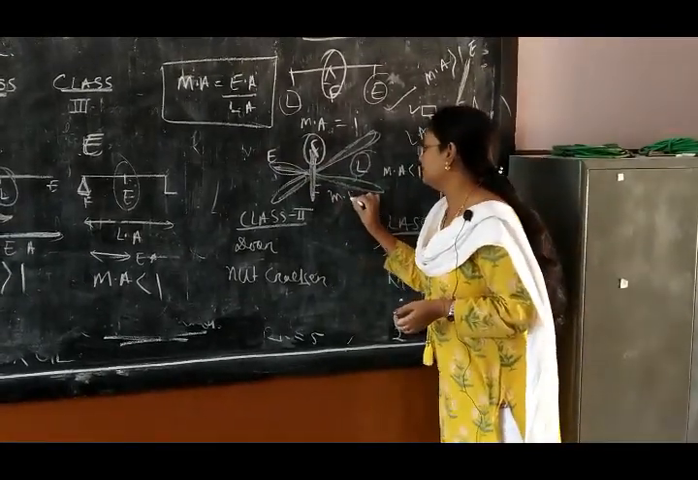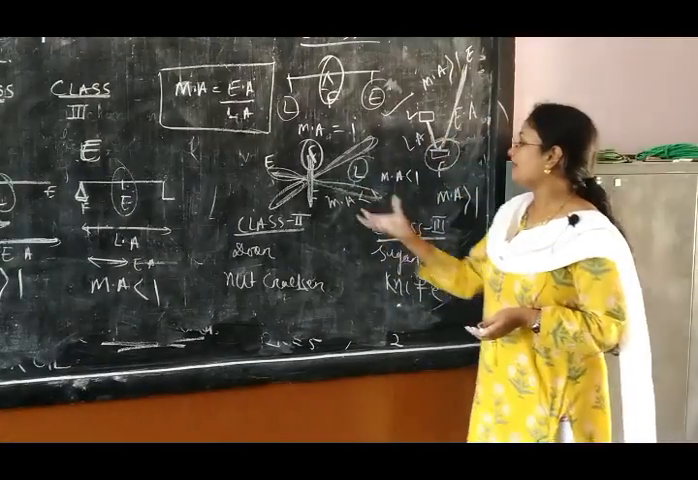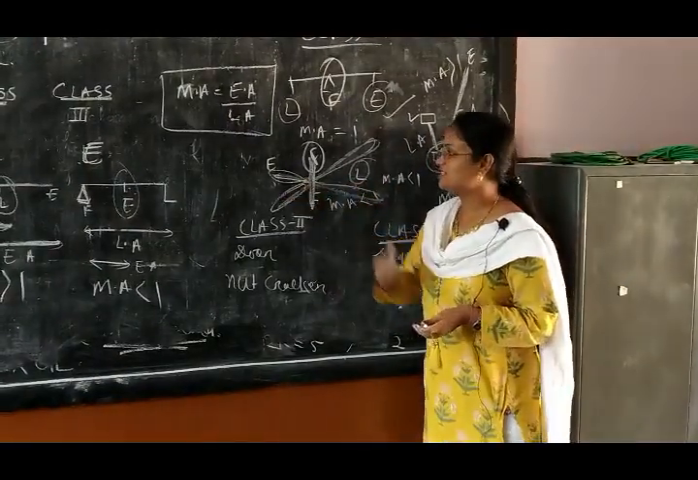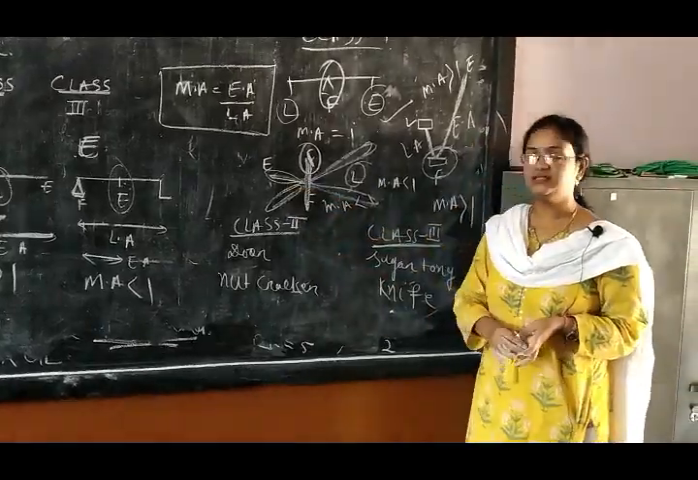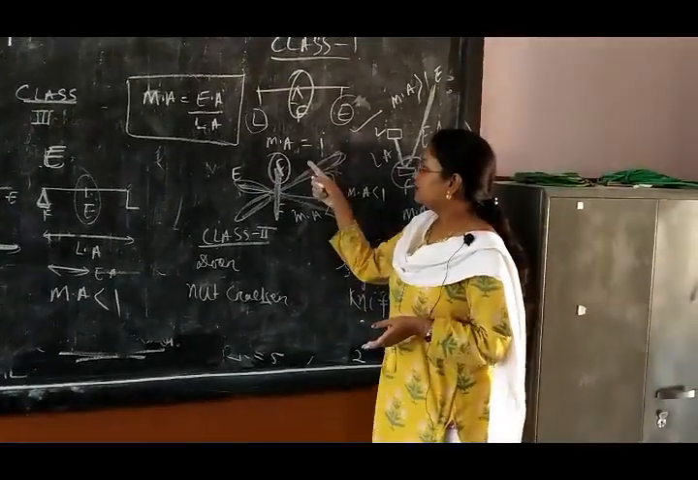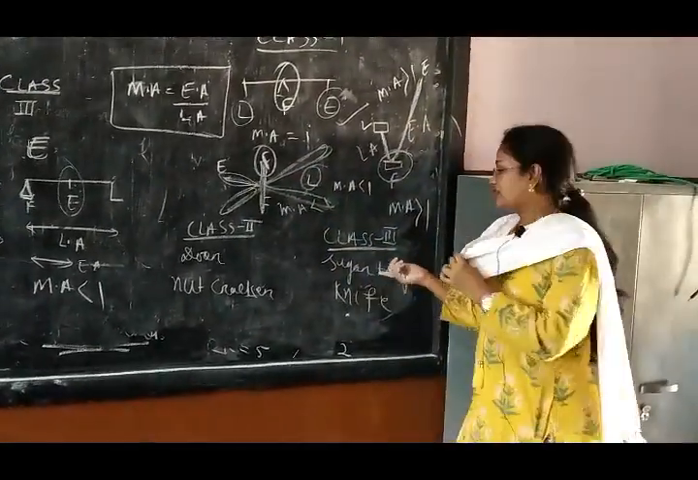Here the mechanical advantage is less than 1. Why? Because this is the load arm and this one is the effort arm. Here the effort arm is less. Okay. So many examples are there for class 1.